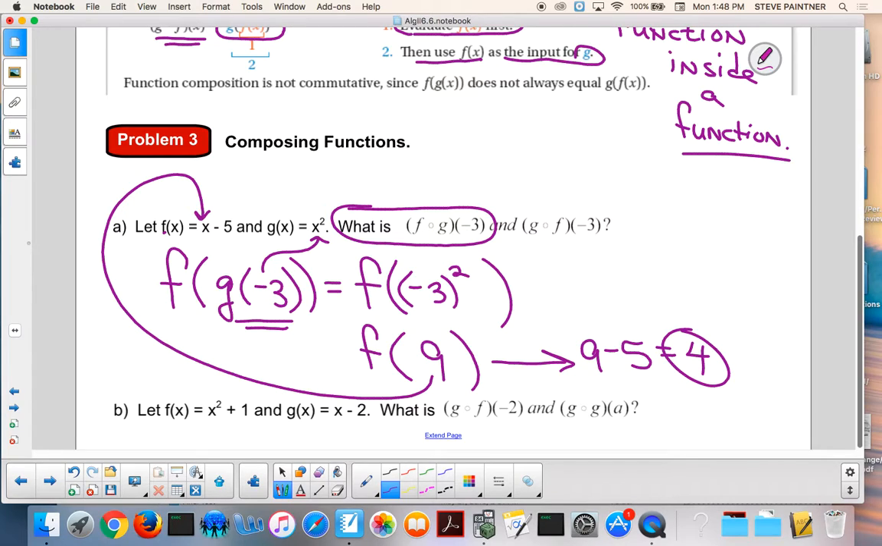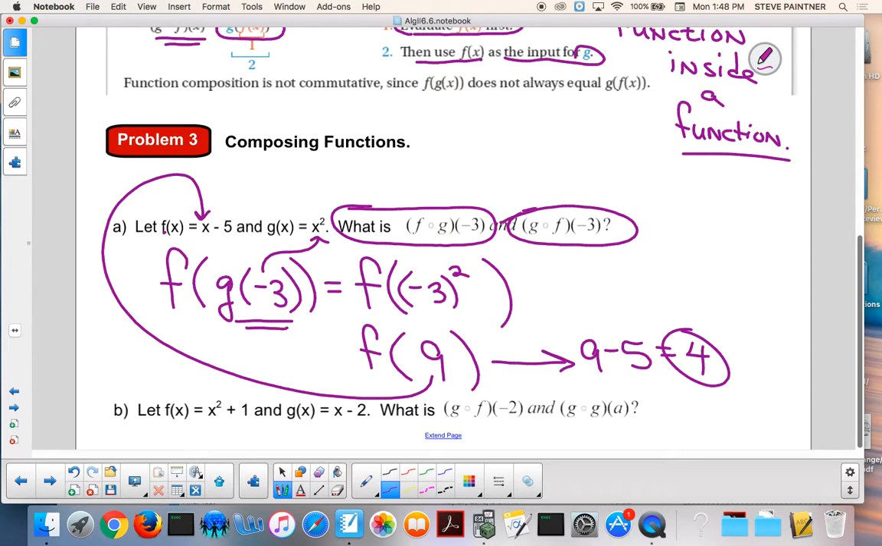4 is the answer. So really, guys, you have to do a function how many times? Twice. You have to do g of negative 3, get an answer, 9, and then do f of 9 and get an answer, and you're done. That's all it is. It was that way in September. It's still that way in April. Hasn't changed.